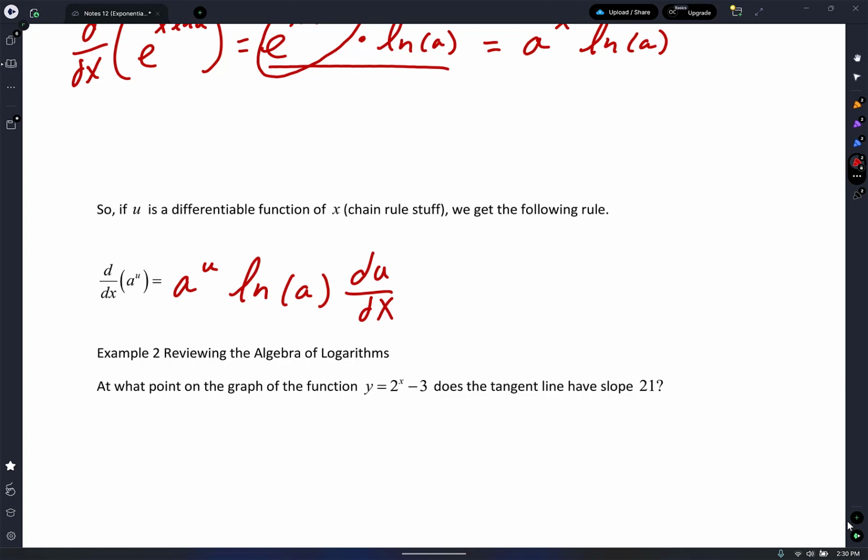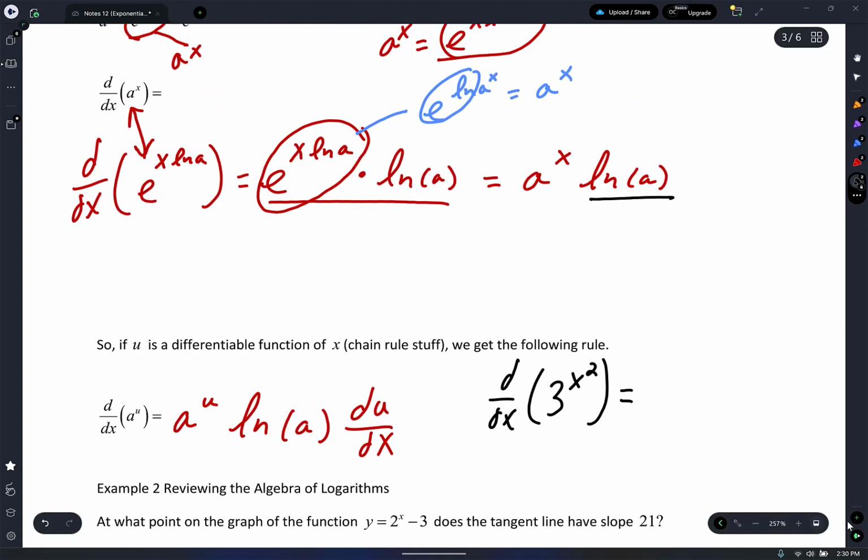So let's do an example. Before we do example 2, let's do another one. I'm going to write d dx, and I want to know the derivative of 3 to the x squared. From up here, yeah, it has to be any base. a is a constant: 2, 3, 4, 5, 6. It's not a variable like x. u is the variable. u is differentiable with respect to x.